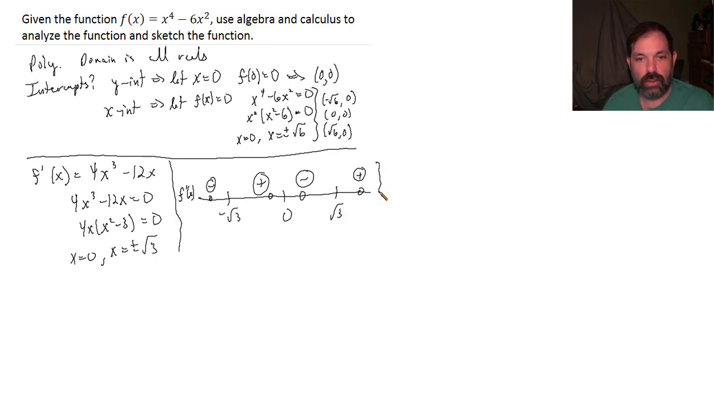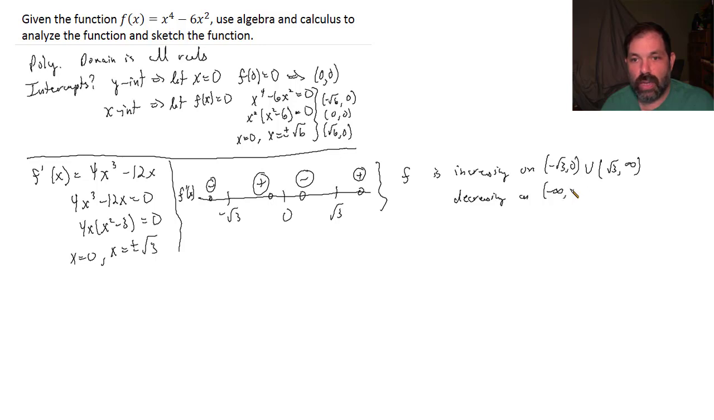So what does this tell us? The function is increasing on negative root 3 to 0 and on root 3 to infinity. The function is decreasing on negative infinity to negative root 3 or 0 to root 3.